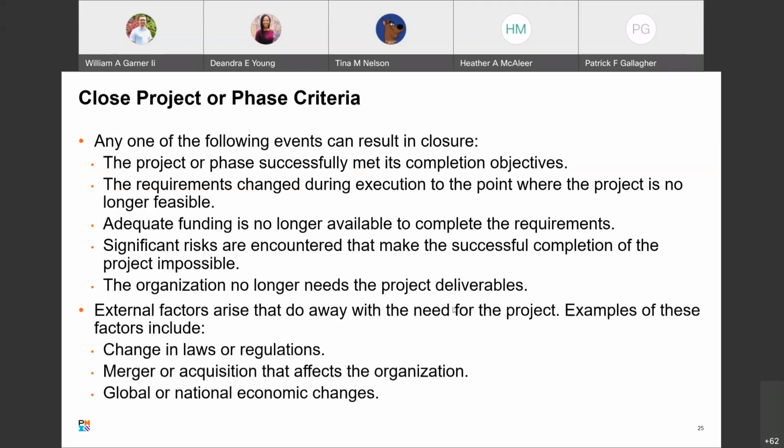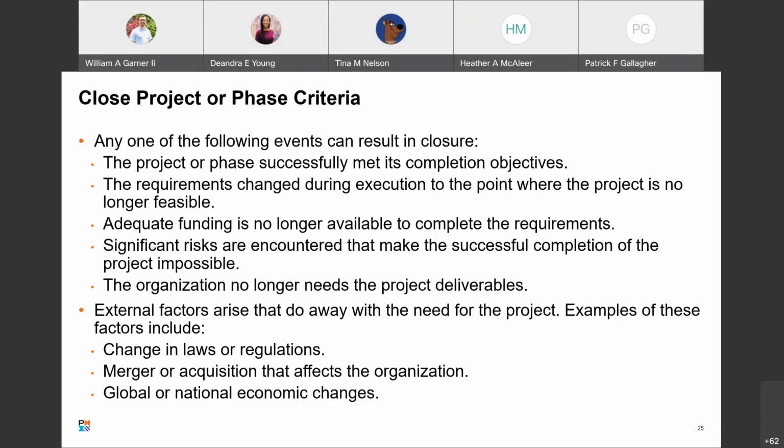So any one of the following events can result in closure. The project or phase successfully met its completion objectives. The requirements change during execution to the point where the project is no longer feasible, or adequate funding is no longer available to complete the requirements. Significant risks are encountered that make the successful completion of the project impossible, or the organization no longer needs the project deliverables. Any of these can result in closure.